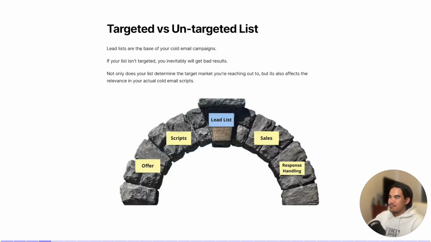So, targeted versus untargeted list. The lead list is the base of your cold email campaigns. So if your list isn't targeted, you will inevitably get bad results. Not only does this list determine the target market you're reaching out to, but it also affects the relevance in your actual cold email scripts. As you can see here, if the lead list falls apart, the offer, the scripts, your sales ability, your response handling skills all fall apart as well, because it's the basis of your campaigns, right?